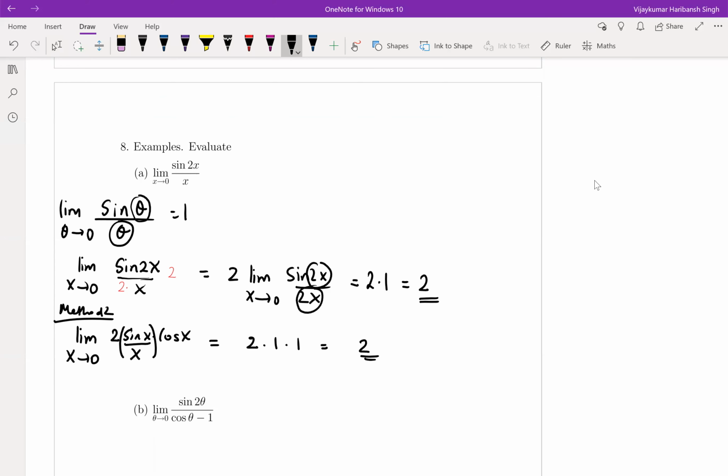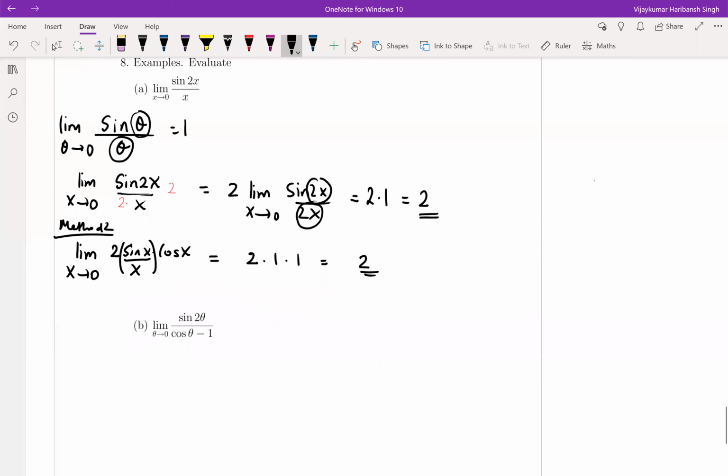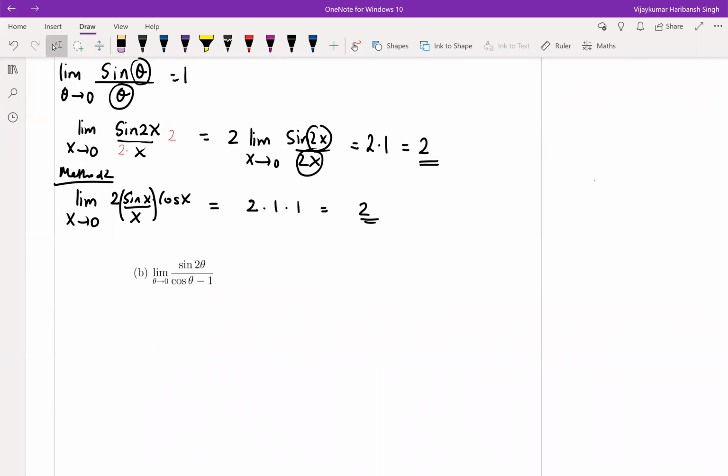Okay. All right. So what about this problem? What is the limit as theta goes to 0 of sine 2 theta over cos theta minus 1? Okay. So let's try to do this.